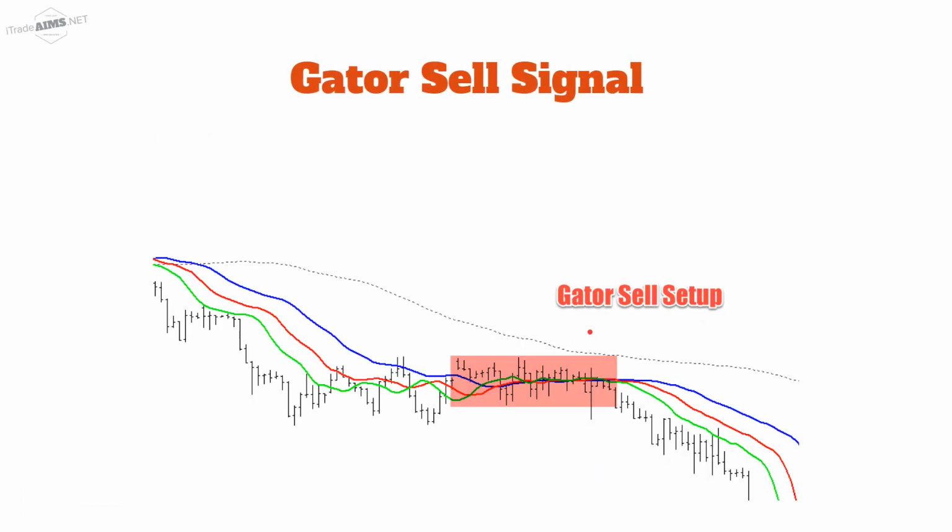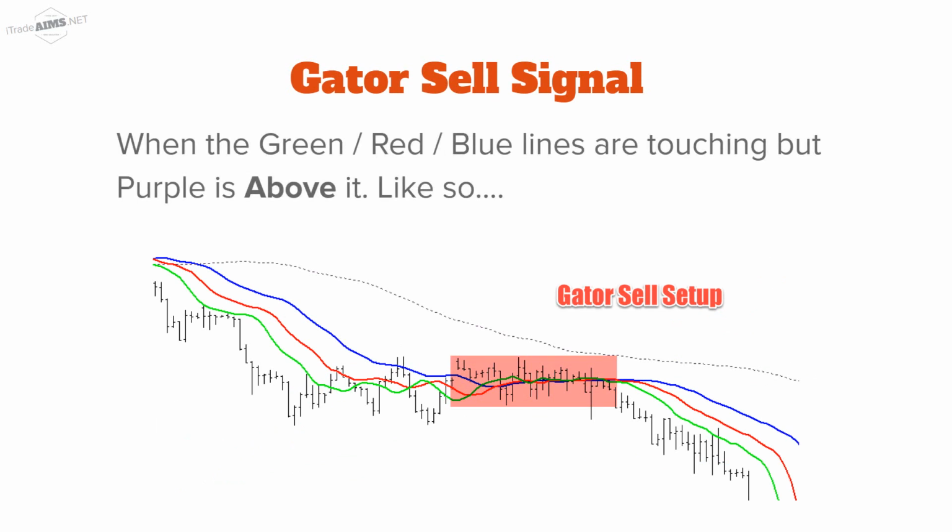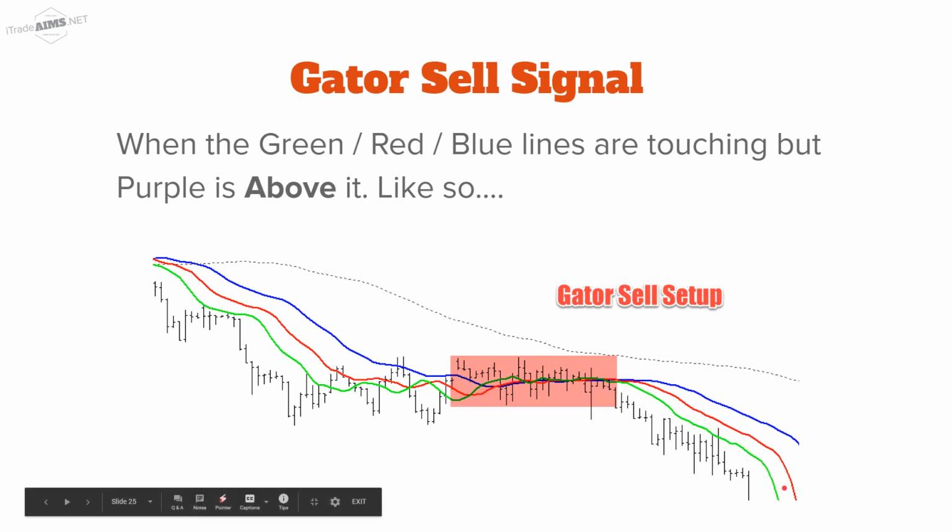Right? So the gator sell signal will be when the gator green, red, blue lines are touching, but purple is above it, like this. And then obviously if you are looking for the setup 1 using our method, you would have the box indicator, and the box would probably show you a box like this over here. And then you would put a sell order here and a stop loss there, and you will trade this bit.